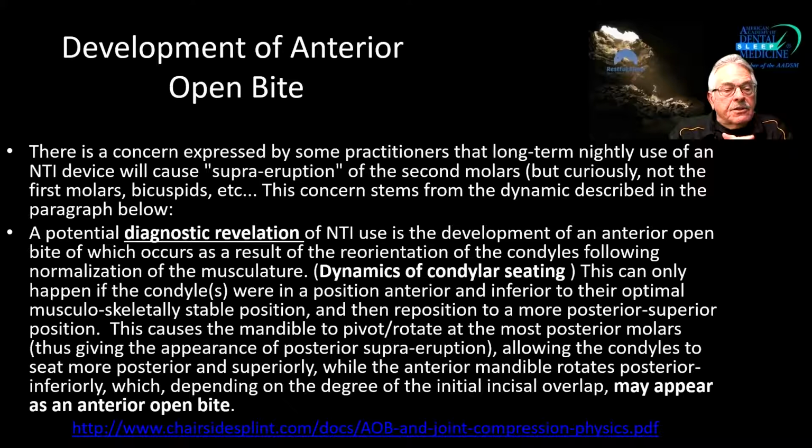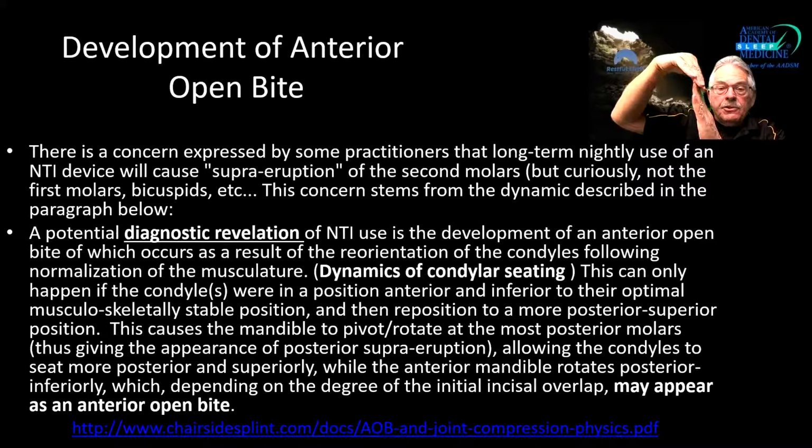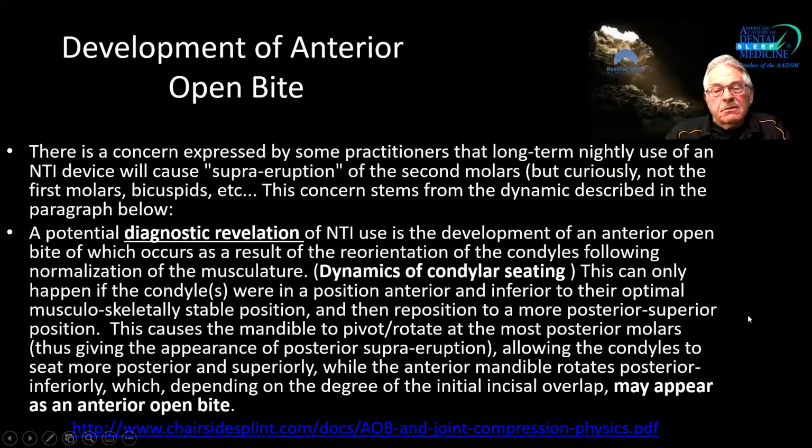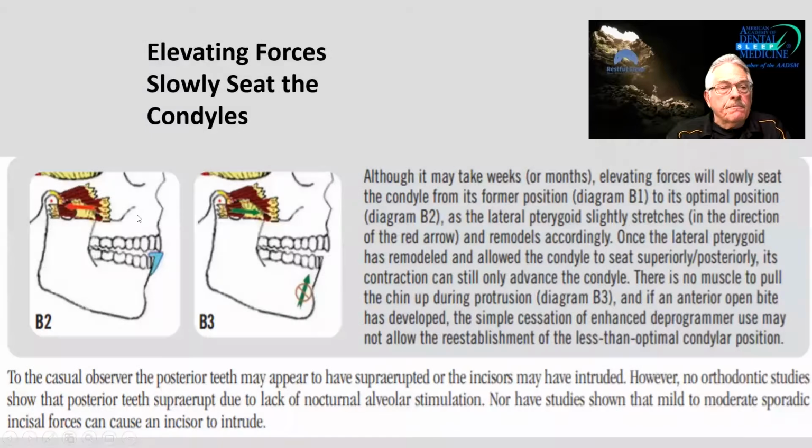So as the condyles seat more posteriorly and superiorly, the anterior portion of the mandible simply rotates posterior and inferior, which, depending on the amount of the incisal opening or the incisal overlap, may appear as just this, or it may appear as an anterior open bite. Okay, it depends on the degree of opening. So we'll see if we can clear this up just a little bit more.